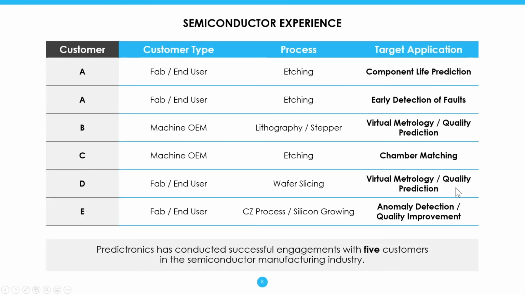Just to elaborate a little more, this table provides a summary of our past work. We have selected the 6 most notable past projects related to this space for etching equipment, wafer slicing, lithography, and also on the Czochralski process or crystal growth. The topics of these engagements include predictive maintenance, virtual metrology, and chamber matching, and we have worked with both machine OEMs as well as with the fabs or the end users.